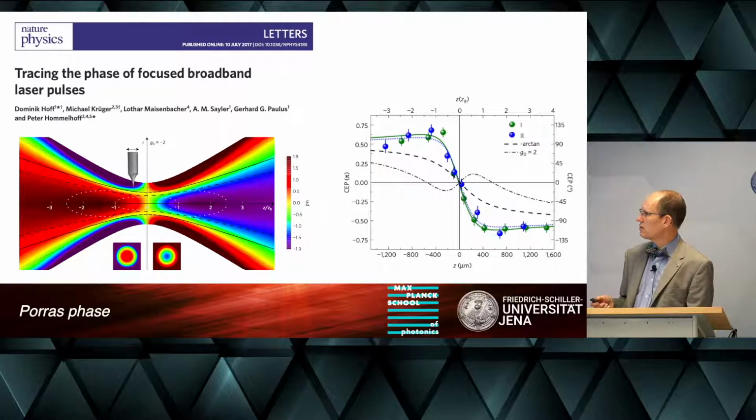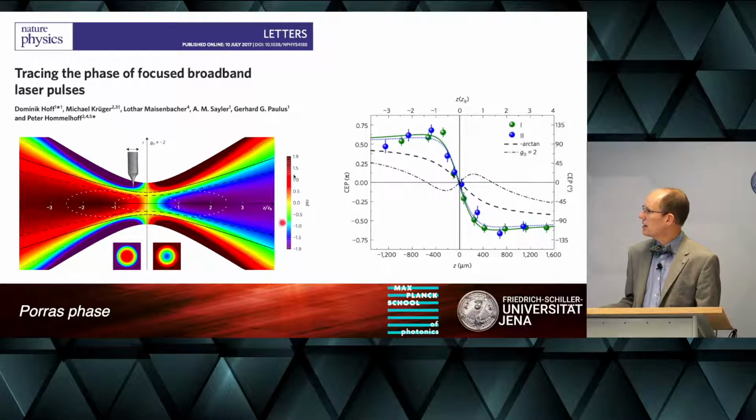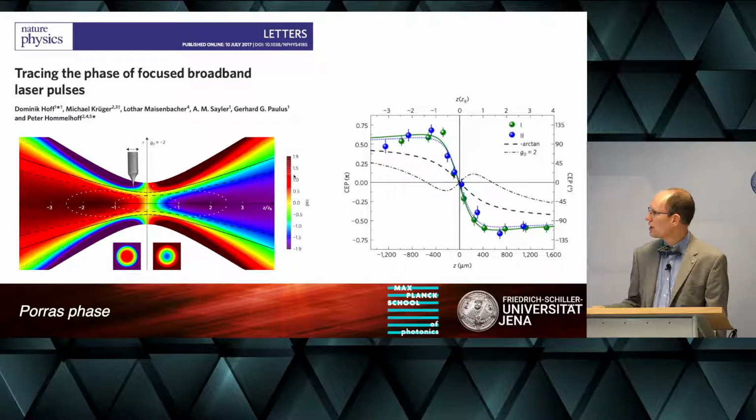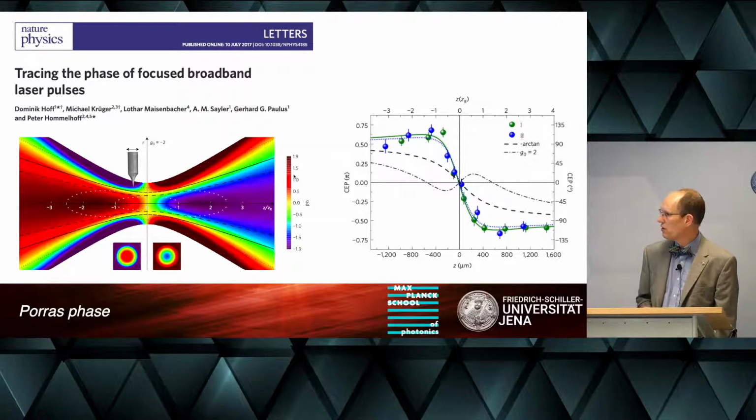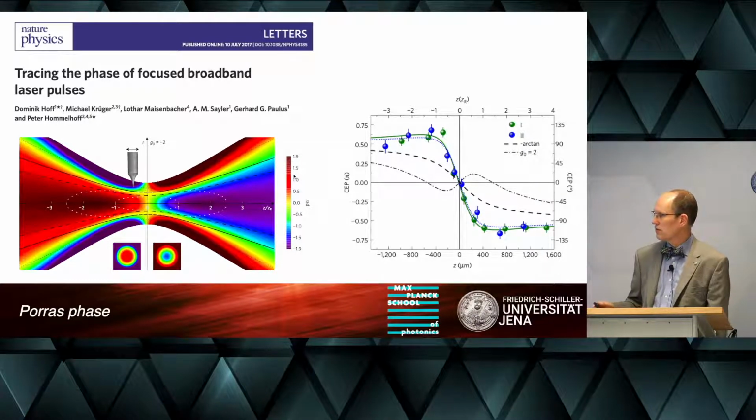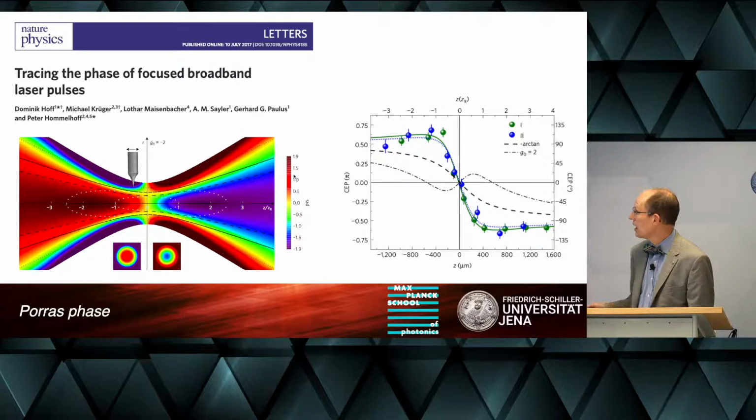A complicated situation. Once we investigated this together with the group of Peter Hommelhoff in Erlangen, and we took a near-field probe to measure the Gouy phase for a certain few-cycle laser beam, and you see that it doesn't behave like a Gaussian beam. This would be the arctangent, the dashed curve would be the Gouy phase. And it deviates significantly.